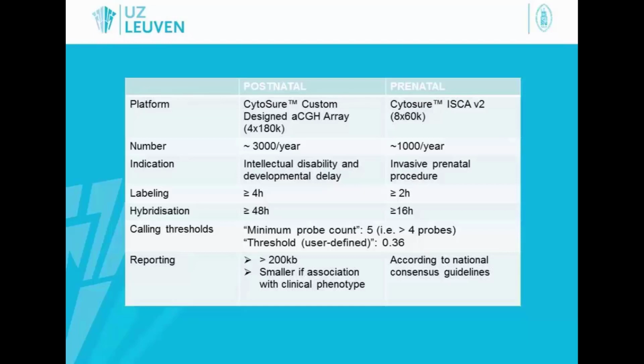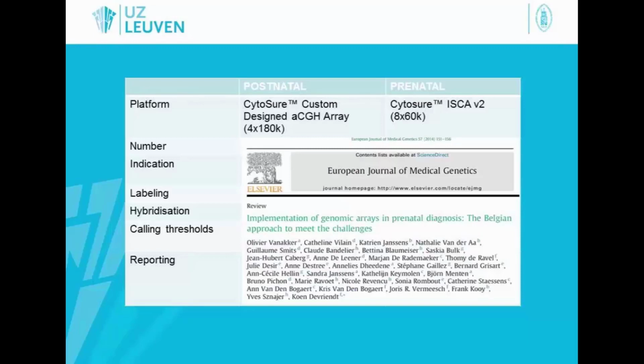For the reporting, postnatally, we report everything that's above 200 kb, independent of the gene content, but we report smaller aberrations if there's a clear association with the clinical phenotype. For prenatal arrays, we report according to our national consensus guidelines. I'm not going to go into detail here because this would take me half an hour to explain, but if you're interested, you can take a look at our publication from 2014 where we published the Belgian approach for our prenatal array guidelines.